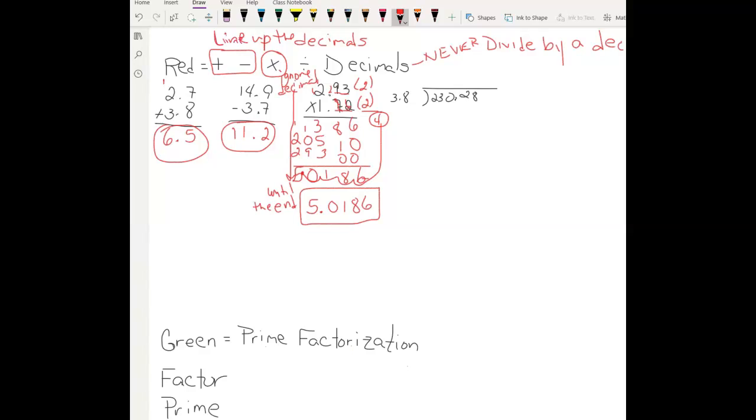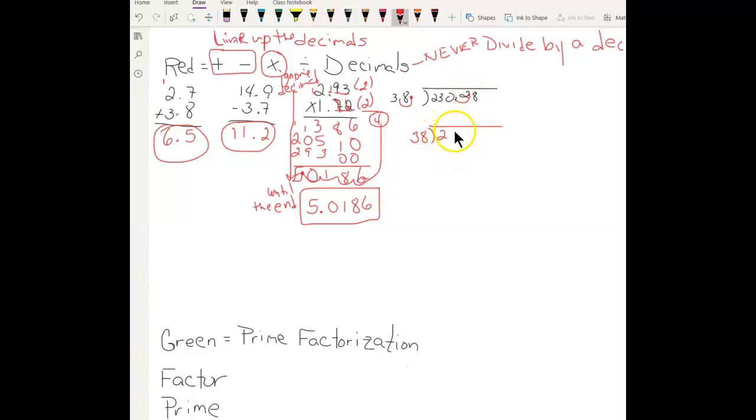What we do is we change it. Make it whole. Okay, so right here we have 3.8. We're going to move that decimal over one place, and that gives us 38. That's a whole number. But if we do this to the divisor on the outside of the division house, then we have to do it to the dividend inside. Move it over one, same direction.